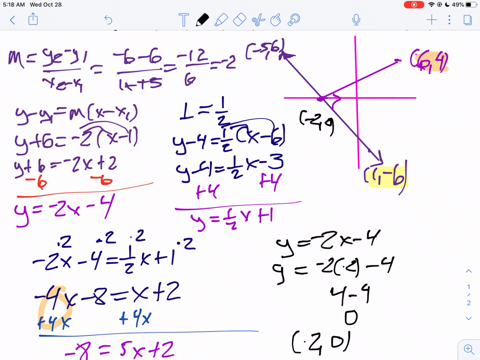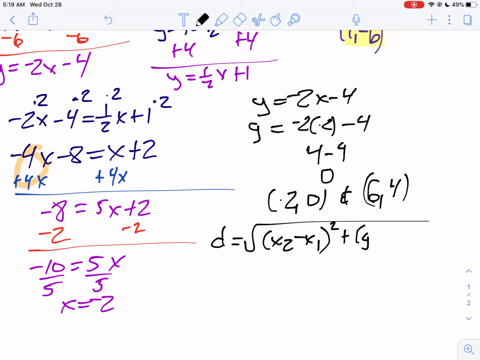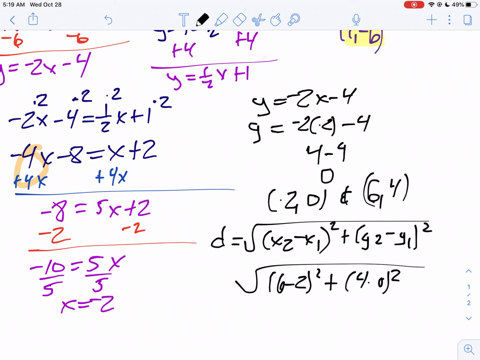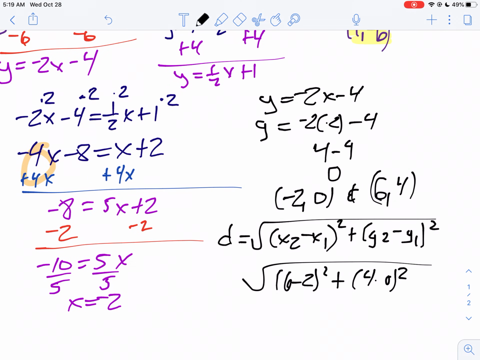Now we can finally find the distance. So to find the distance between 6, 4 and negative 2, 0, we use the distance formula. I think I'm going to write my coordinates here so we can see it. So to find the distance, we're going to subtract the x's and subtract the y's. So your two x's are 6 and negative 2, so we're going to say 6 minus 2 squared plus 4 minus 0 squared. Oops, I almost messed up. That's negative 2, isn't it? So 6 minus a negative 2 is actually the same thing as 6 plus 2 squared, plus 4 minus 0, that's 4 squared, isn't it?